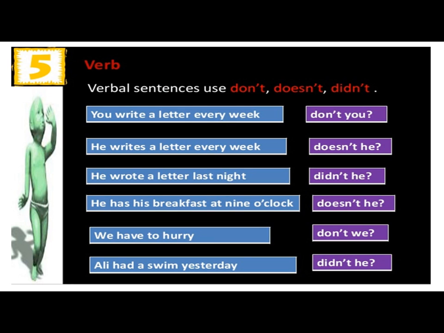Next, the fifth rule. Verbal sentences use don't, doesn't, didn't. You write a letter every day, don't you? He writes a letter every day, doesn't he? He wrote a letter last night, didn't he? He has his breakfast at 9 o'clock, doesn't he? We have to hurry, don't we? Ali had a swim yesterday, didn't he?